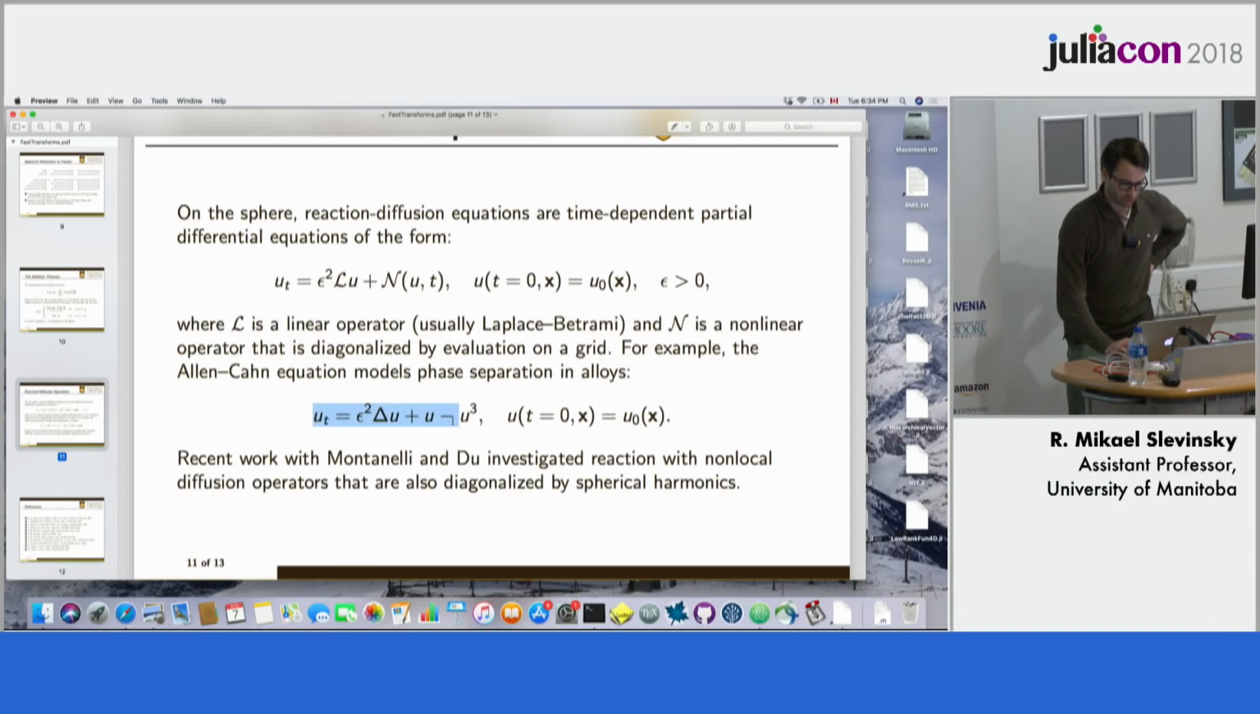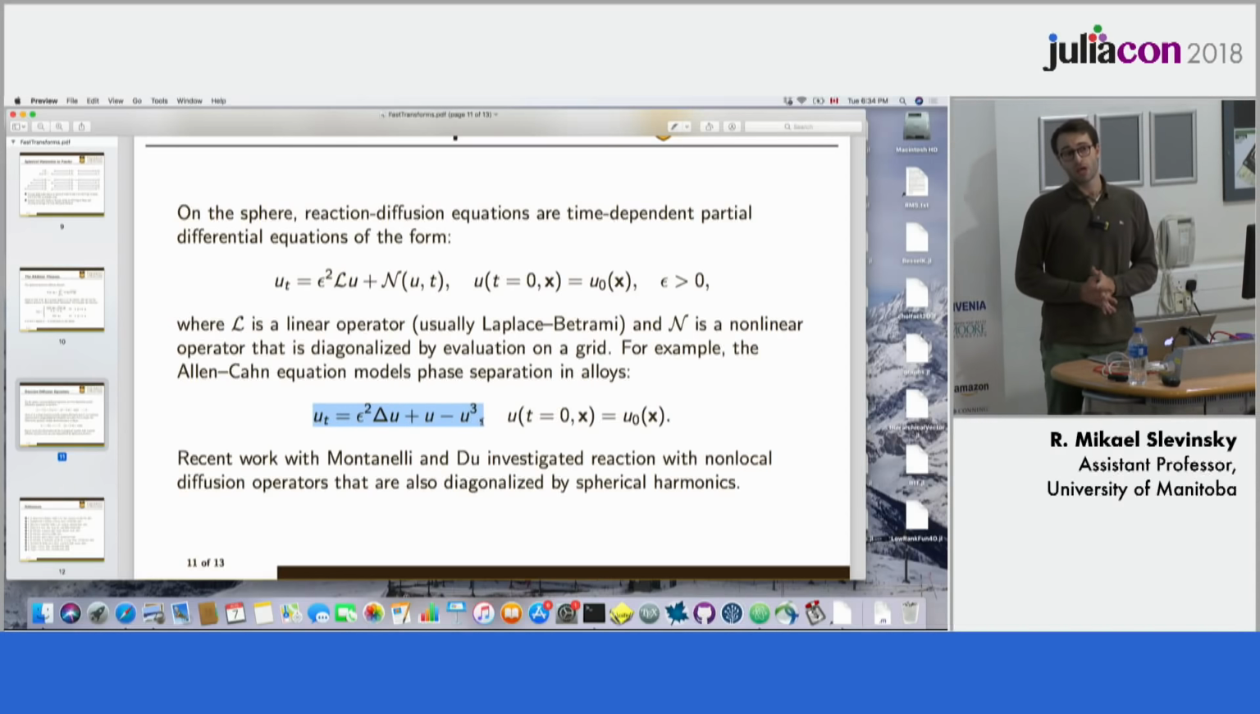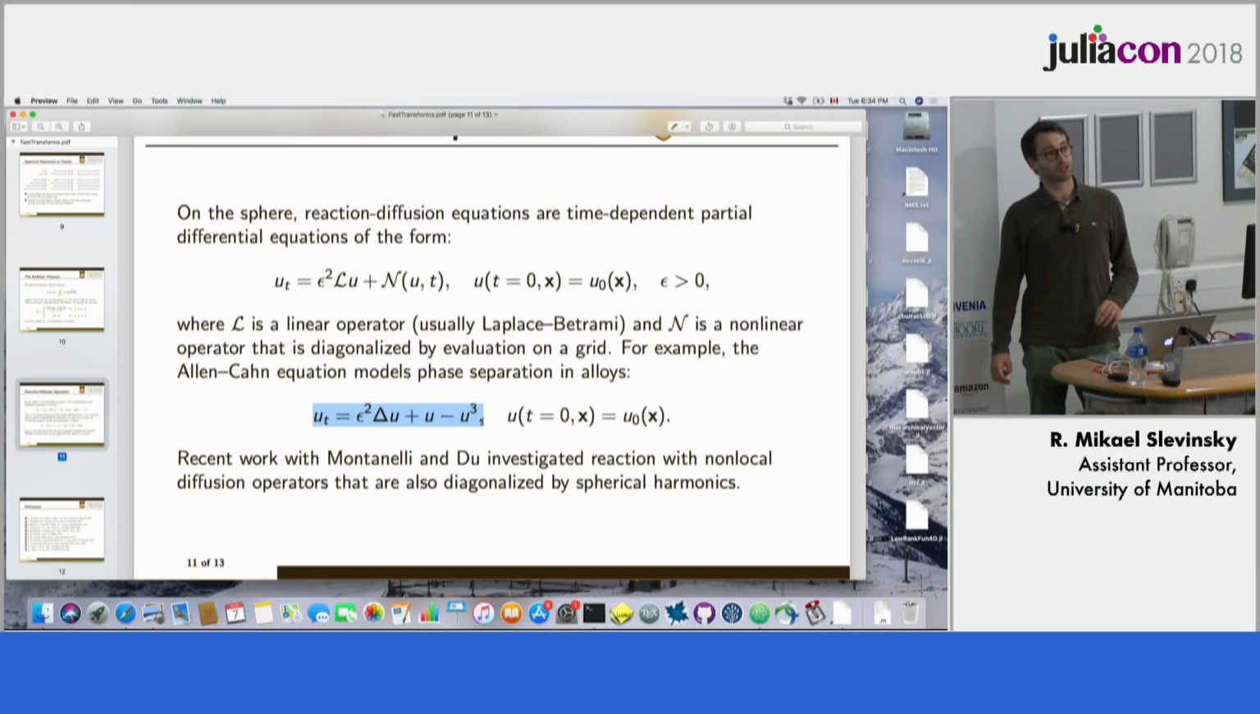So the example we'll show is the Allen-Cahn equation. The Allen-Cahn equation is used to model phase separation in alloys. Recently, in work with Hadrian Montanelli and Kang Du at Columbia, we took a look at a drop-in replacement for diffusion with non-local diffusion. And we actually get more physical results, which I'll show you in just a second.